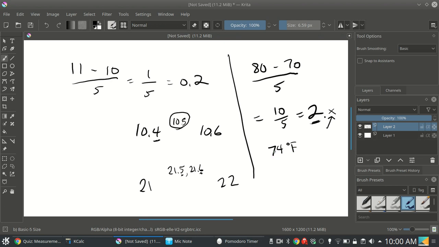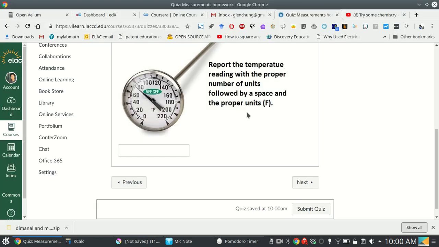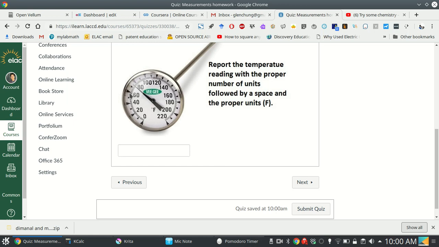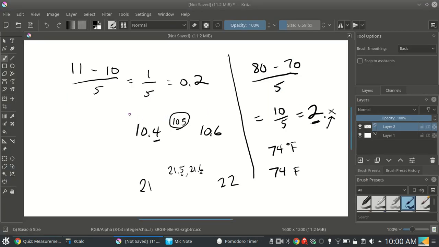In the canvas, I think you would just type 74 space F. So you would just type 74F, right? Now, what if the needle were in between the 74 and the 76? What if the needle were like this?